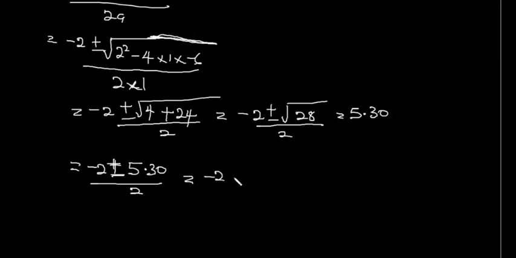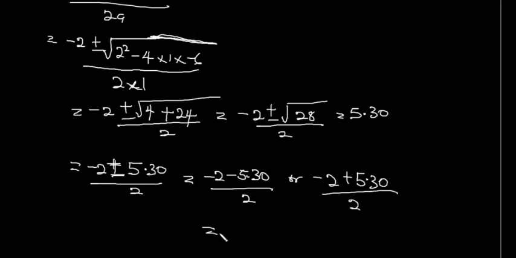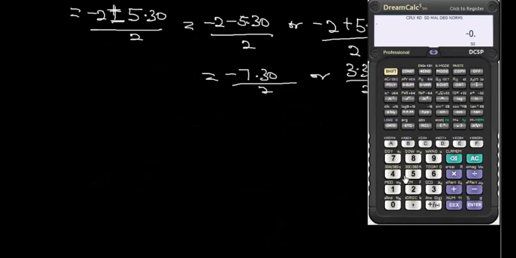Because of the plus and minus, we are going to break this expression into 2, which is minus 2 minus 5.30 all over 2, or minus 2 plus 5.30 all over 2. This will give us minus 7.30 all over 2, or 3.30 over 2.